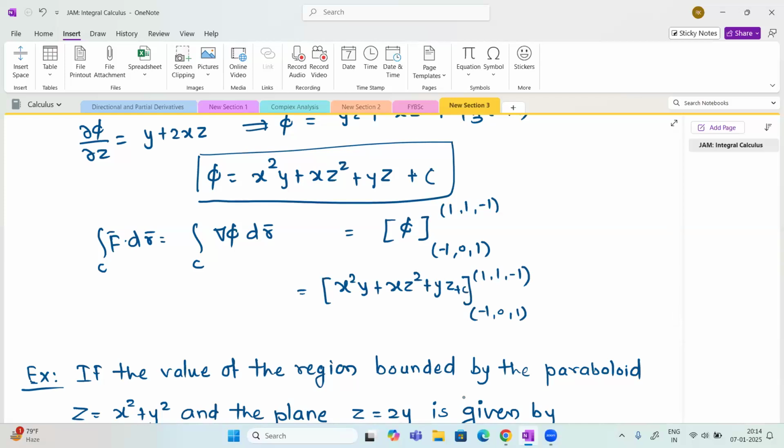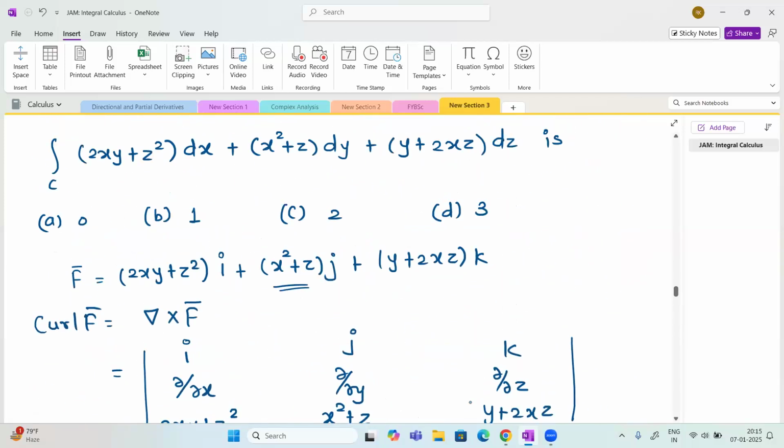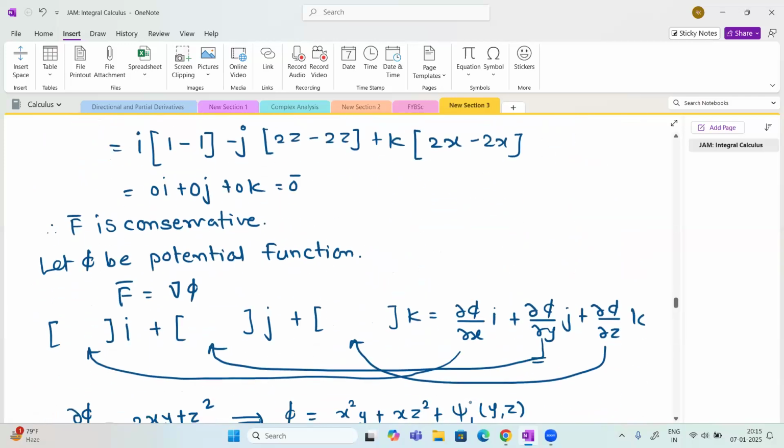Put the values. Yeah, simply we have to put the values. First, we put the upper limit: x is equal to 1, y is equal to 1, z is equal to minus 1. Agree? Yes. Minus, we put the lower limit: x is equal to minus 1, y is equal to 0, and z is equal to 1. So by solving, we will get the answer, and definitely we'll get the answer from one of these options. Okay, so it's quite simple.